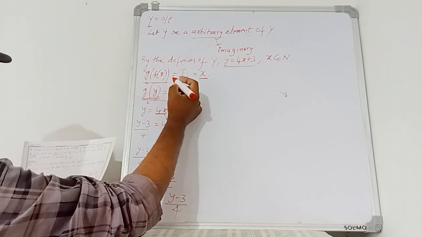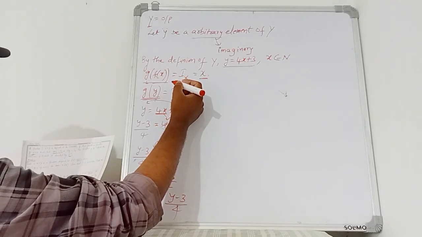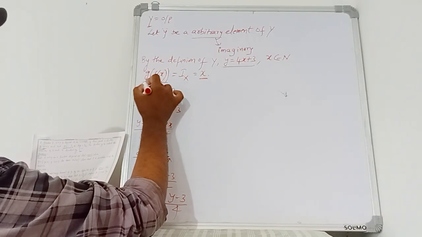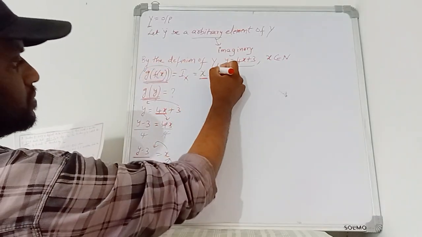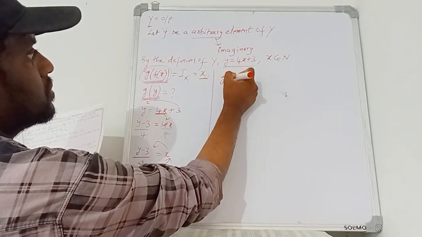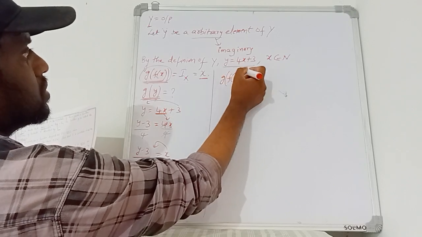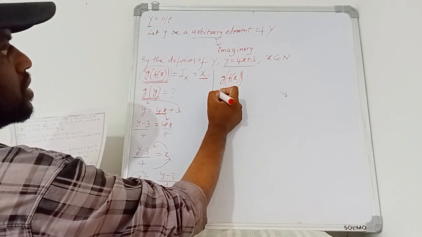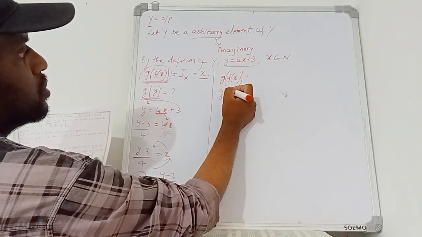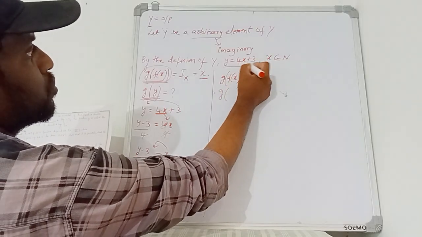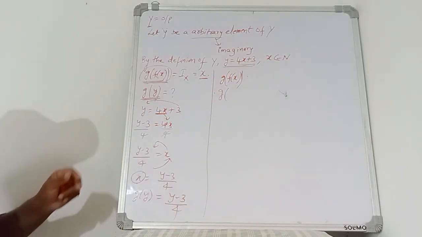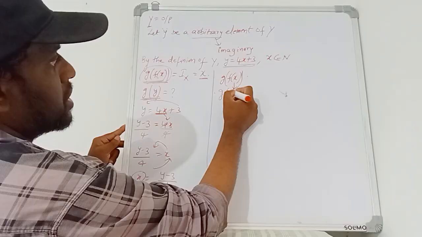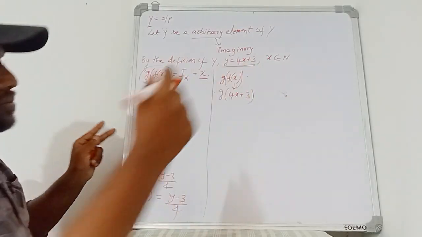Now take this g of f of x. G of f of x is equal to this only, 4x plus 3. y is equal to 4x plus 3, f of x is equal to 4x plus 3. Both are the same. In place of f of x, you write 4x plus 3.